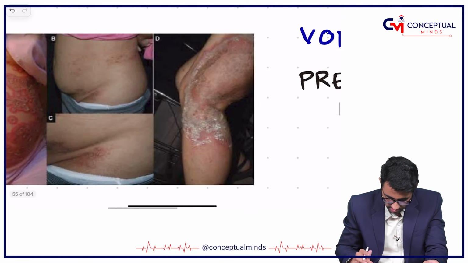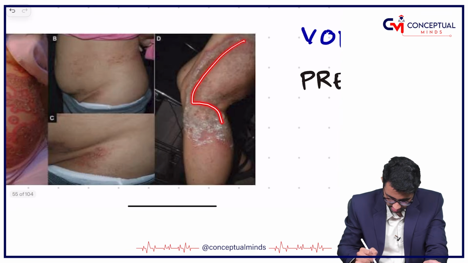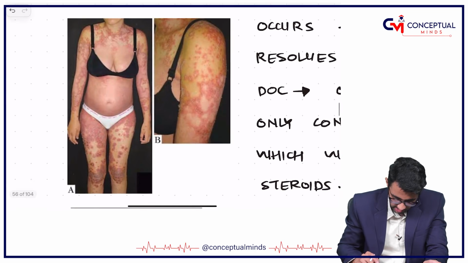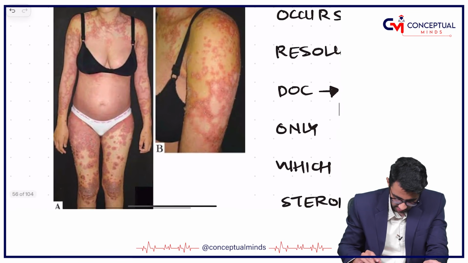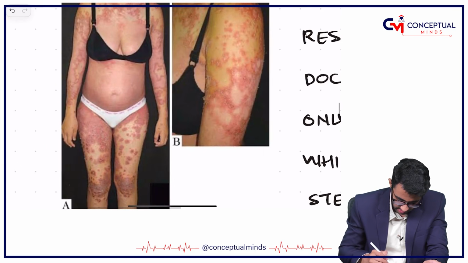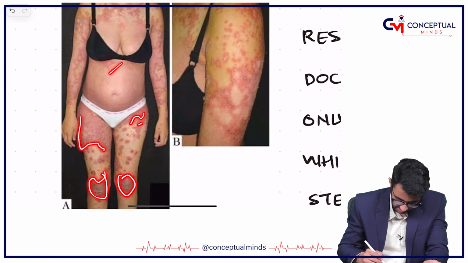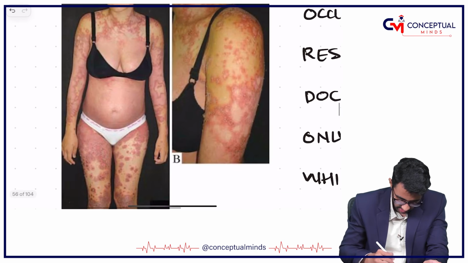Okay, even in this image you can see right here. Even in this image as well, you can see that it is quite an extensive involvement, especially the trunk is involved, the groin is involved, the extensor surfaces of the knees are involved.